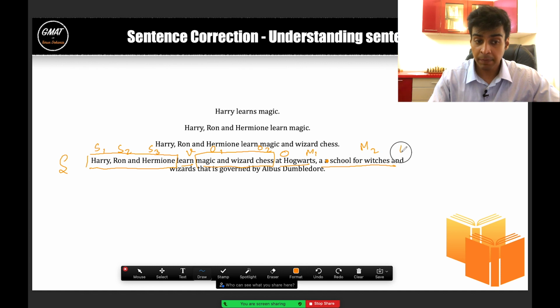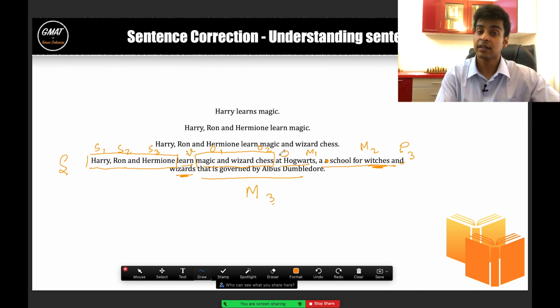Then we have another parallel construction. So let's call this parallel construction 3, which is used for modifiers here for M2, for witches and wizards. They are joined by parallel construction. And then I have another modifier here, which is M3. So I've got 1 parallel construction, 2 parallel constructions, and 3 parallel constructions, but I still have only 1 subject, 1 verb, and 1 object. This is how you break a sentence down.